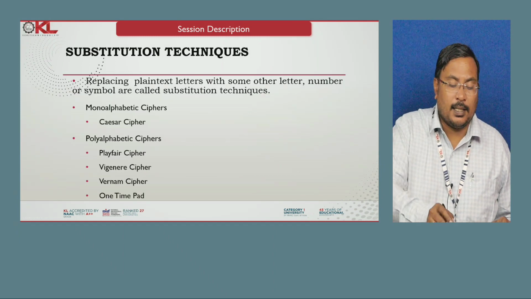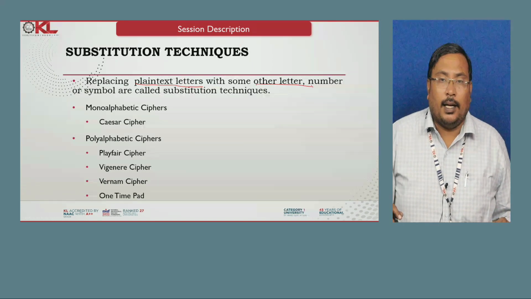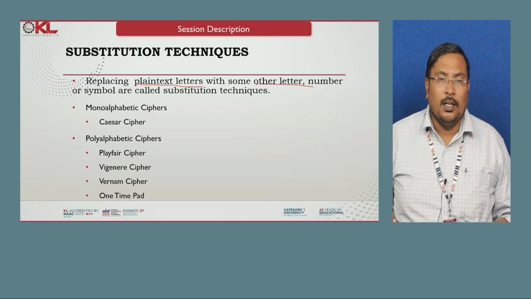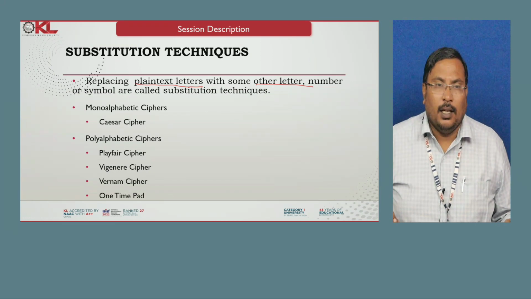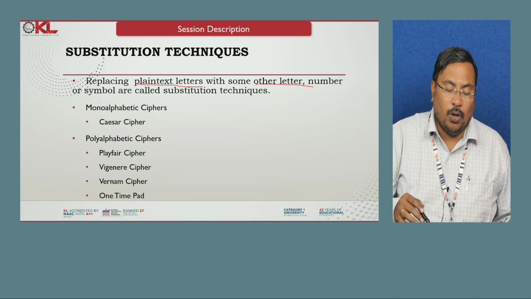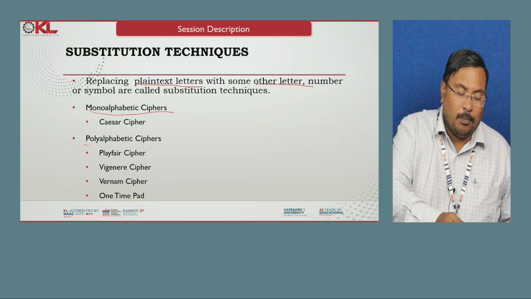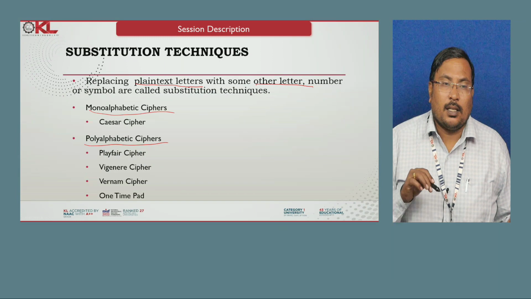So substitution techniques replace the plain text letters with some other letters or numbers or symbols. We are not using the plain text for creating the ciphertext. We are using other letters, numbers, or symbols in order to convert the plain text into ciphertext. There are two types of substitution techniques: monoalphabetic ciphers and polyalphabetic ciphers. Monoalphabetic means one alphabet is involved to create the cipher.